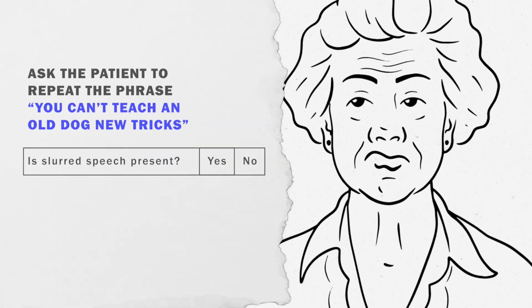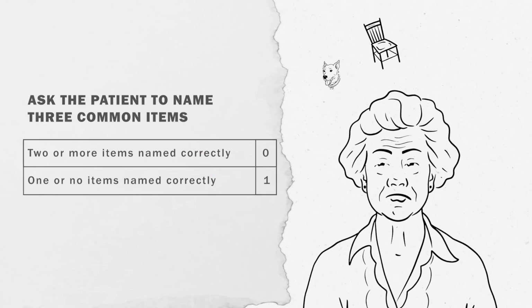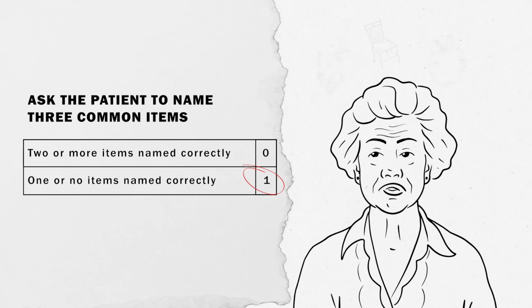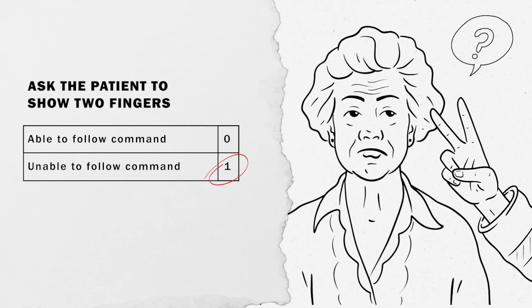EMS discovers Robin has developed slurred speech and confusion. She has difficulty repeating back the phrase and can only identify 1 out of 3 objects. When asked to show EMS 2 fingers, Robin is confused and unable to follow the command. EMS marks down a point for both expressive and receptive aphasia.